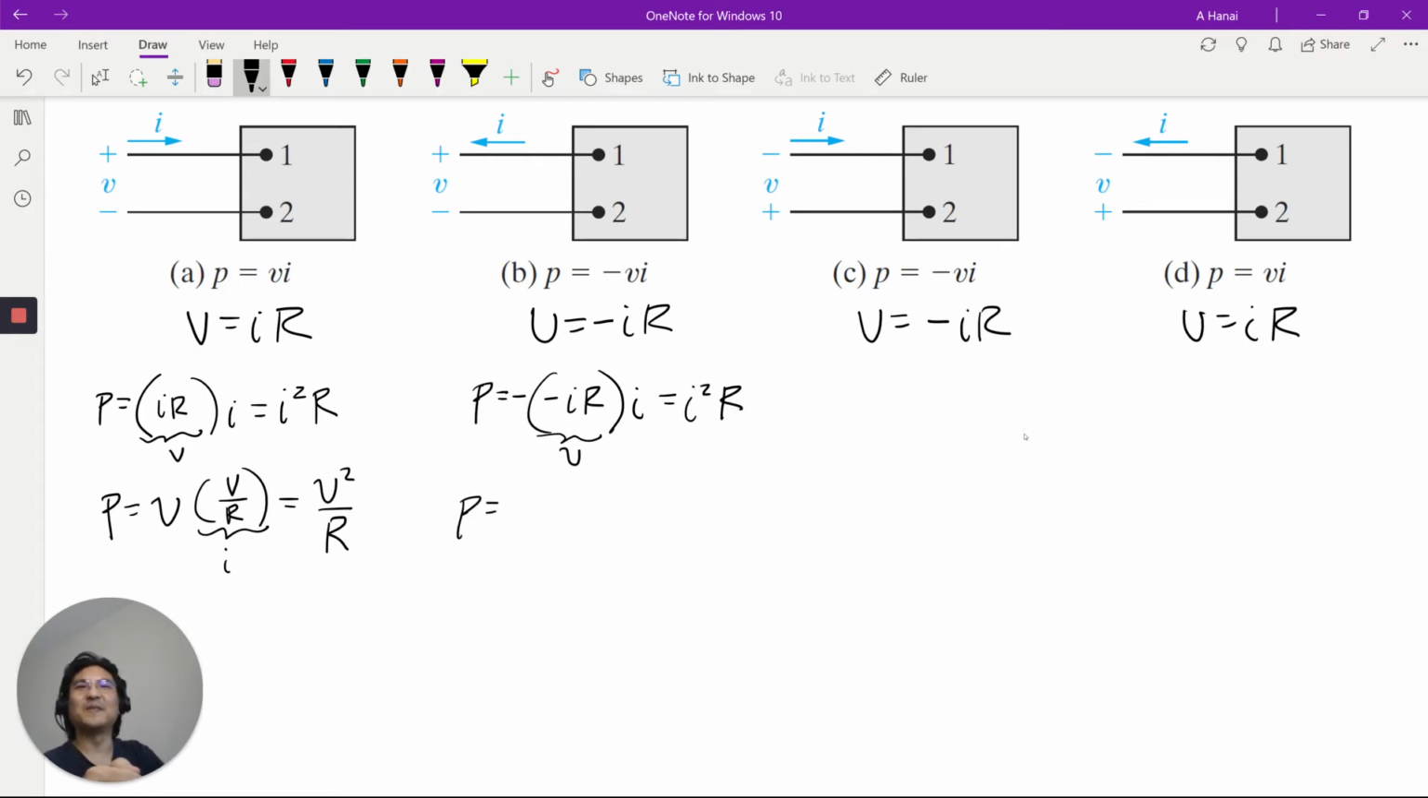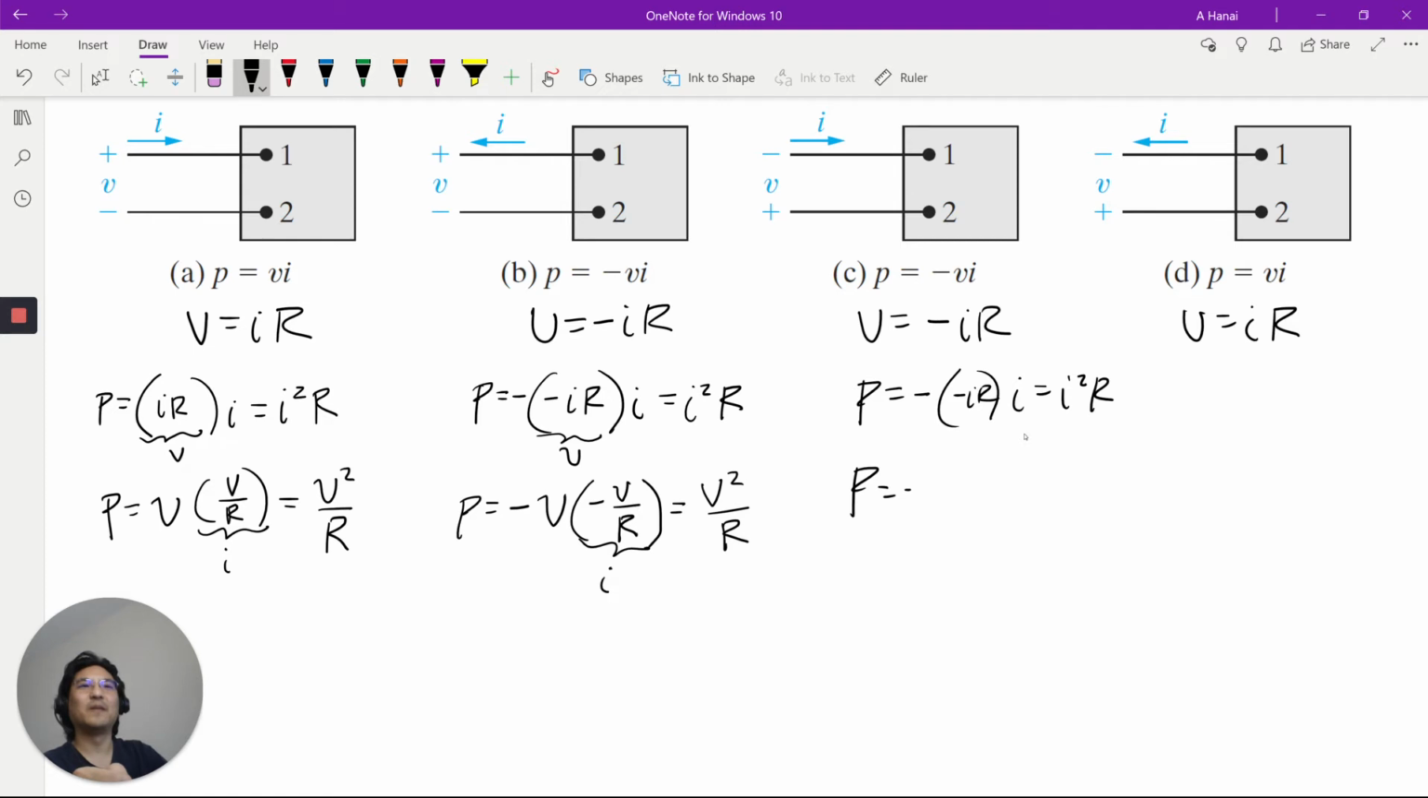And then again, power is negative V I. And then from Ohm's law, I is negative V over R. Negative V over R multiplies, see that minus and that minus? V squared over R. So notice the trend here. Basically, P is negative VI. V is negative IR. So this is positive I squared R.